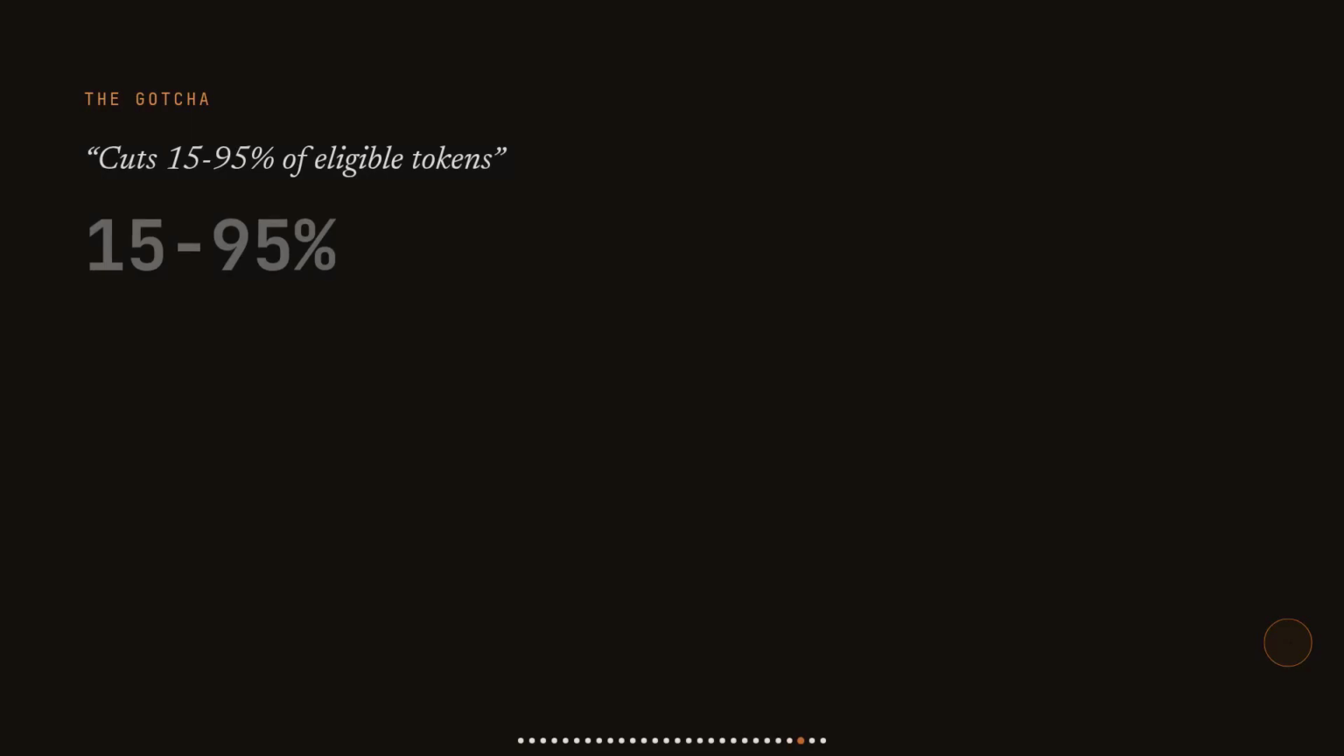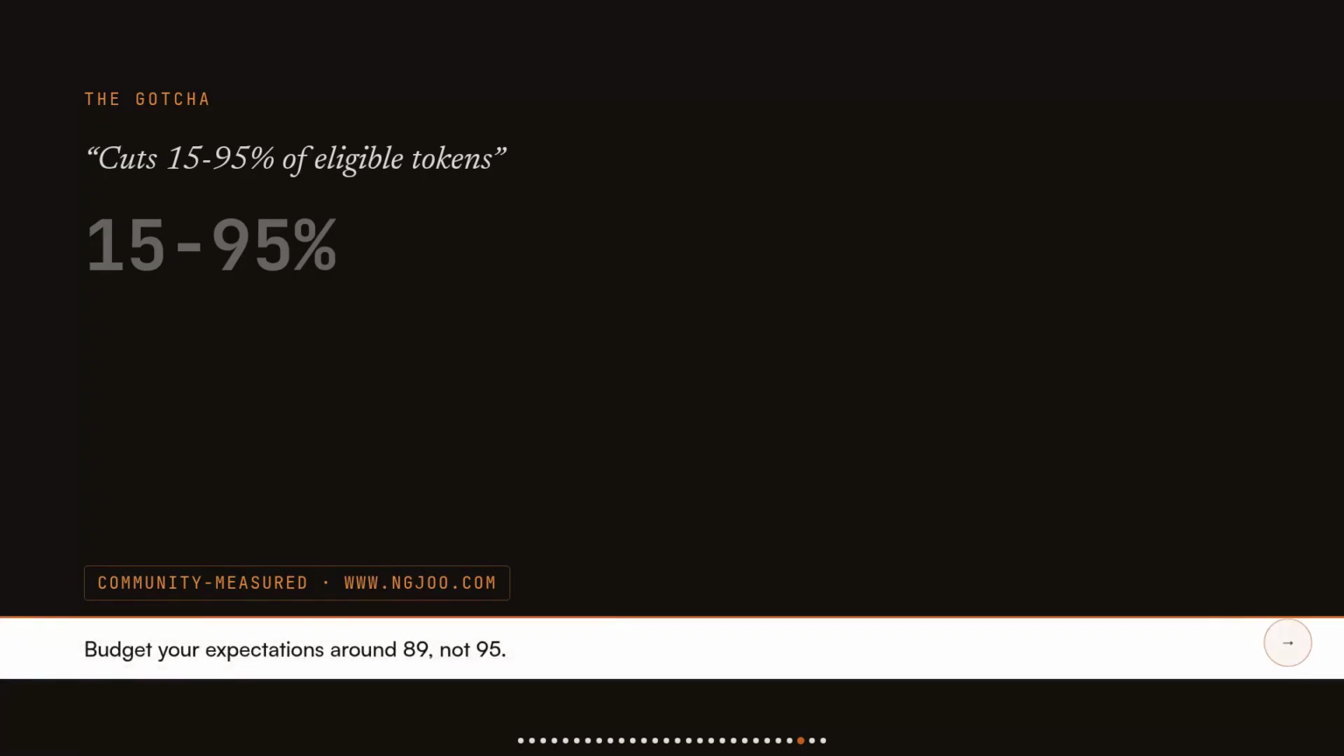The marketing number is that it cuts 15 to 95% of eligible tokens. What that range actually hides is that 95% almost never happens in real work. On tool-heavy sessions, vendor data puts it closer to 89%. On light sessions, you're down at 15%, the same number marketing puts at the bottom of the range and never leads with. Budget your expectations around 89, not 95.